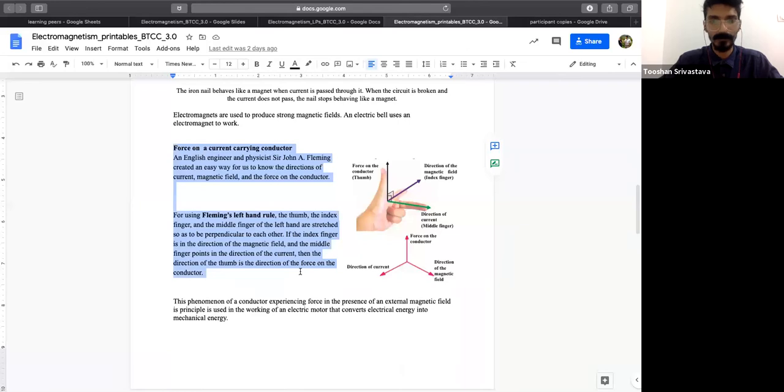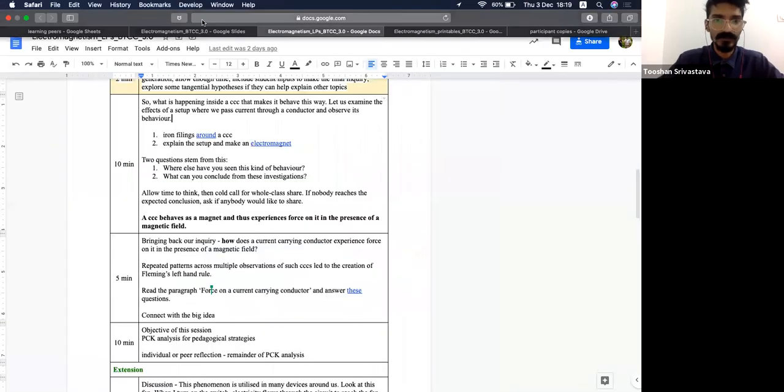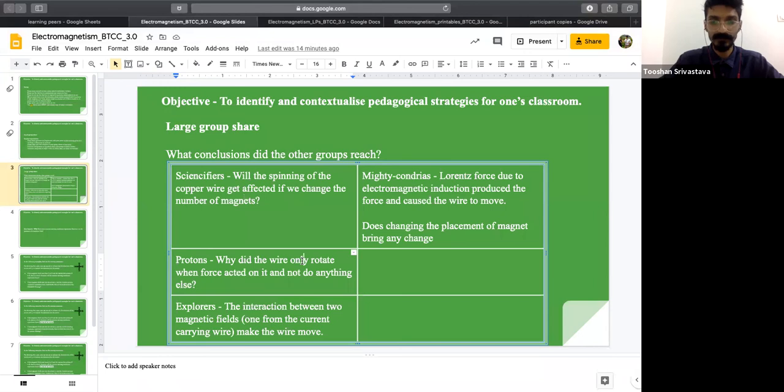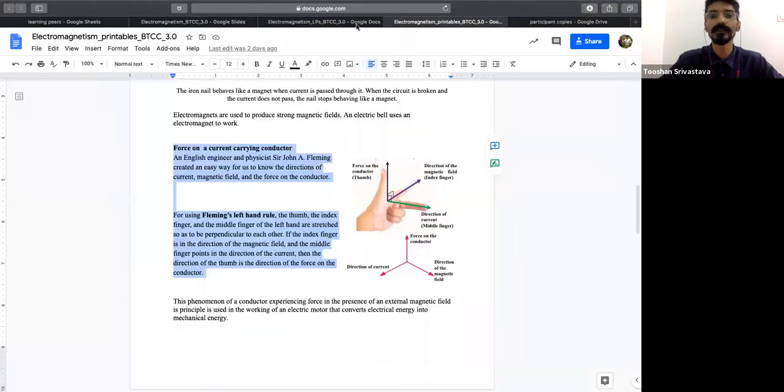There was a question, if you remember, from one of the groups, which asked if we change the shape of the wire, is there going to be a difference in how it moves? And hopefully this will help you answer that why the shape of the wire is also really important for this interaction to happen.